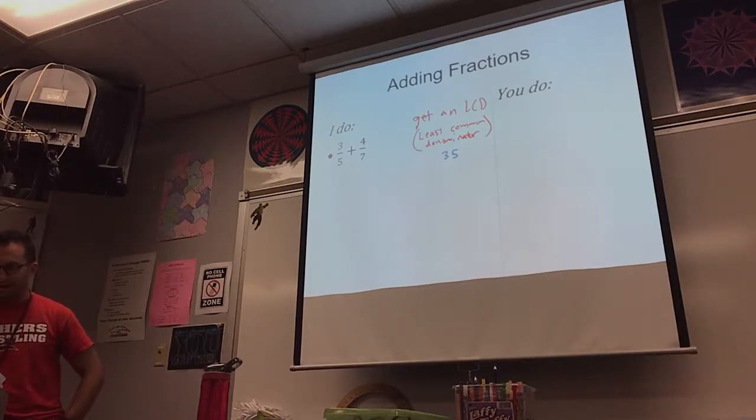So now what I have to do is scale the fractions, right? What that means is I have to make it so that their denominator becomes 35. So that step looks like this. I'm going to multiply the right fraction by 5 over 5, because that will give me a denominator of 35. And then I scale the left fraction by multiplying by 7 over 7.